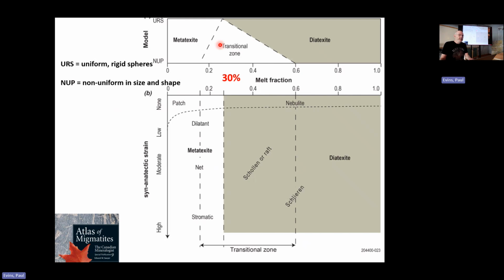So the model of this is based on two different types of assumptions, either uniform rigid spheres or non-uniform in size and shape spheres. And what are we talking about with spheres? We're talking about the bit of rock that's not melted and not mobile, versus the bit that is mobile. And here you see the amount of melt fraction here on the bottom. So 20%, 40%, 60, and all melt. Here you're in a granite. Basically, you've melted it all and you've got a granite.